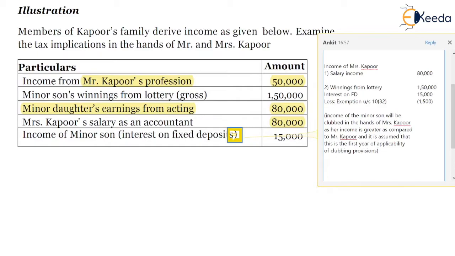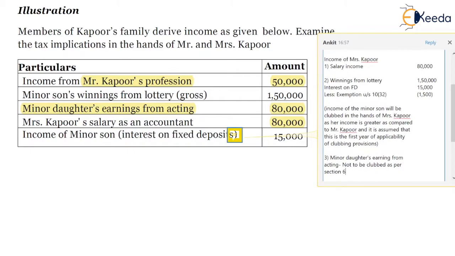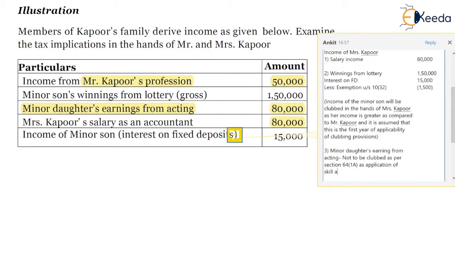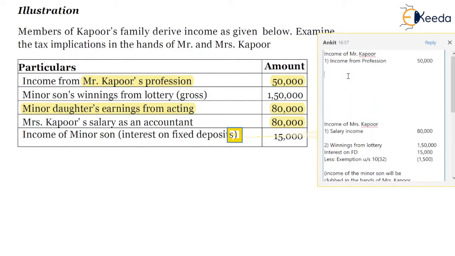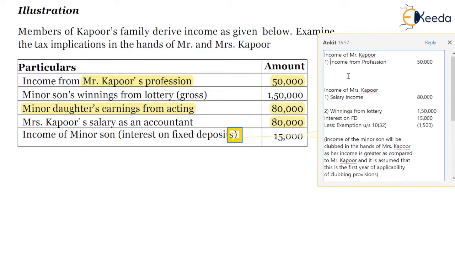And then profession income we have done, lottery income we have done, minor daughter's earnings from acting. This won't be clubbed in either of the parents' income. Minor daughter's earning from acting, not to be clubbed as per section 64(1), right? 64(1)(a). As application of skill and talent involved, so nothing will be taxable. The income of Mr. Kapoor is nothing but 50,000.